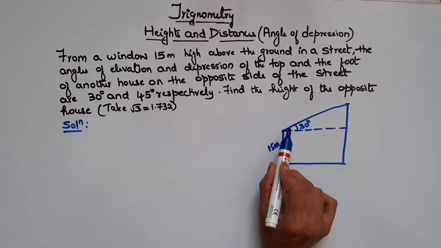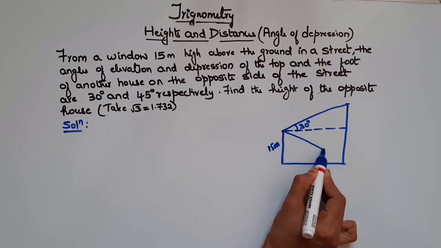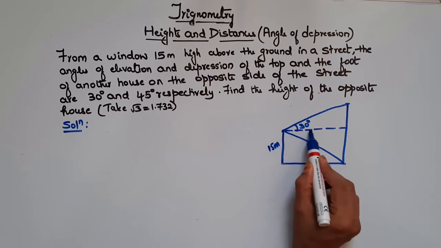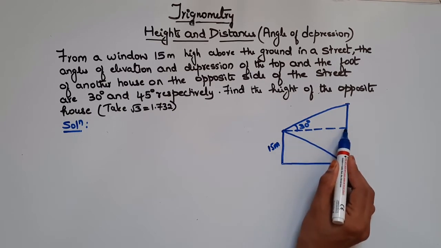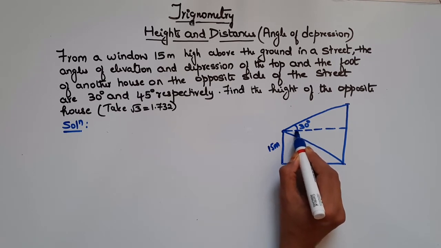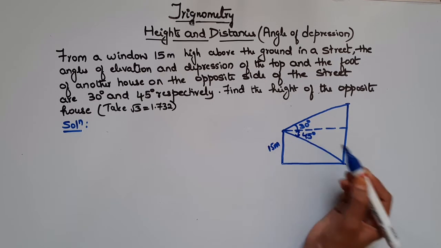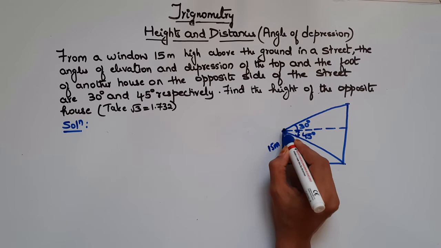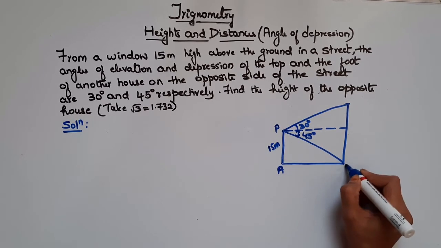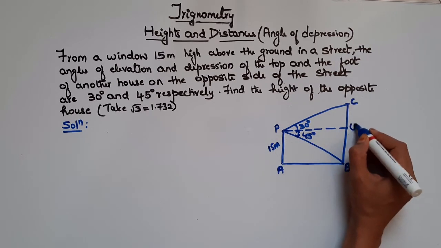So angle of depression to the foot of this house is from window to the foot of another house, right? So this is the level of your eye, right? Which is a horizontal line, right? So angle made with the horizontal line. So this angle is called as angle of depression. It's given as 45 degree, right? So let's take a window is placed at a point P and we will take this point as A. Let's take this point as B and this as C and we have P here. So let's take this point as Q.